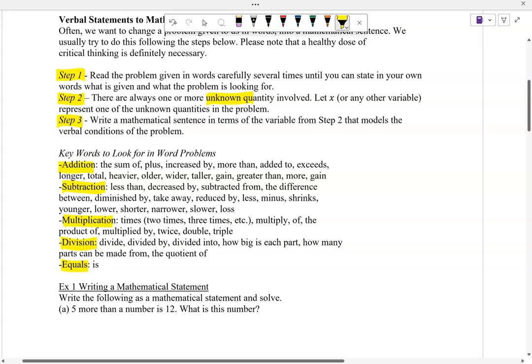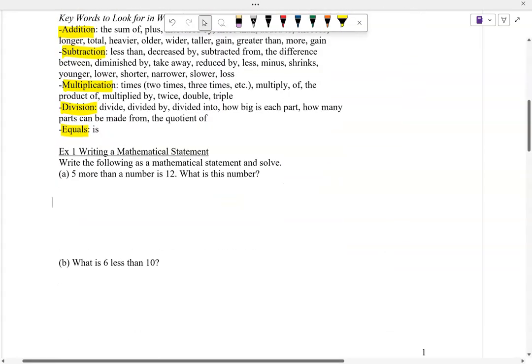Let's go ahead and practice some. Sometimes it's nicer just to take a look at a few verbal statements. So 5 more than a number, we're going to call that x. 5 more than a number equals 12. So there's our mathematical statement, and then we'll go ahead and solve for x. We'll subtract 5 on both sides, and you notice we got x equaling 7.